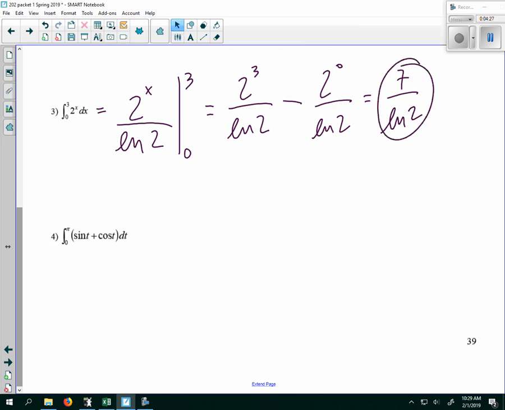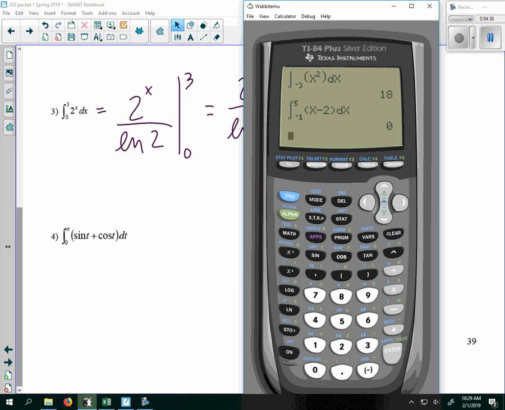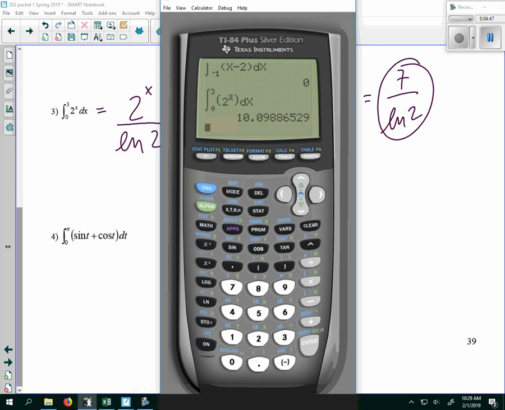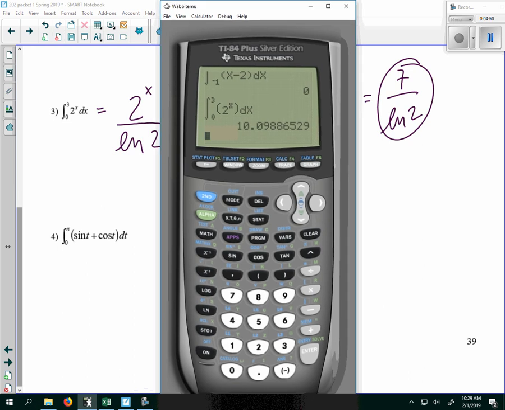Check on the calculator. Math 9. Integral from 0 to 3 of 2 to the x dx. It's giving me a decimal. I need to make sure that that decimal is approximately the same as 7 over ln 2, my exact answer. Same thing. Okay, so we got that one right.